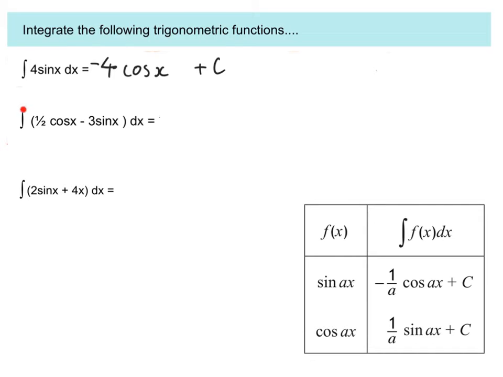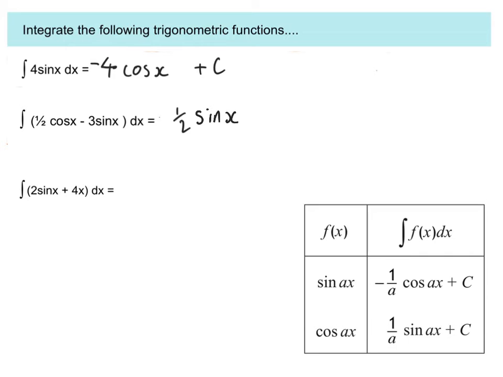The next one, I want to integrate all of this in the brackets with respect to x. The brackets are just showing that this is one function and I want to integrate all of it. It's perfectly acceptable to write this without the brackets. So we deal with it a chunk at a time. A half cosine x. Well, the half is not going to change. Cosine, our table shows us, integrates to positive sine. Sine x.